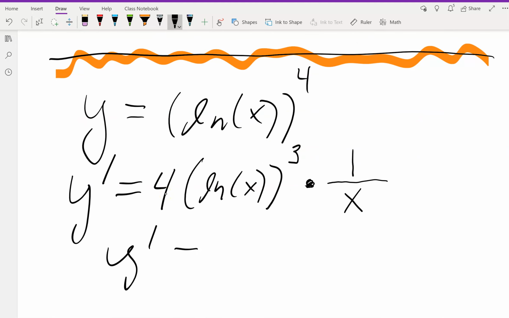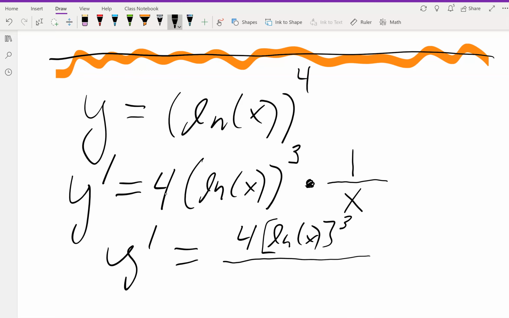And so to simplify this, there's not much to do. Just going to make it a fraction. 4 natural log of x. Make sure that cube is on the outside. It's very important when you type it into computer programs. That cube is on the outside of the log over x. And there is my derivative.